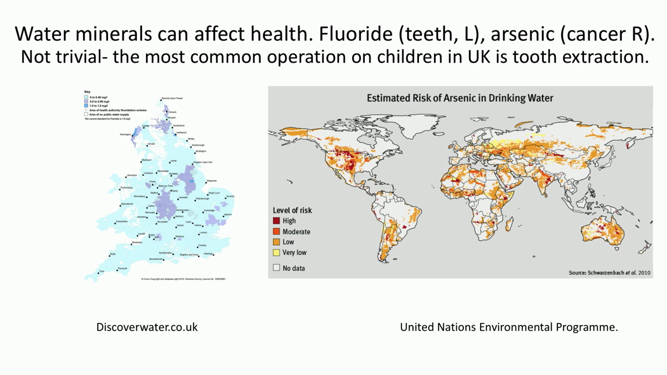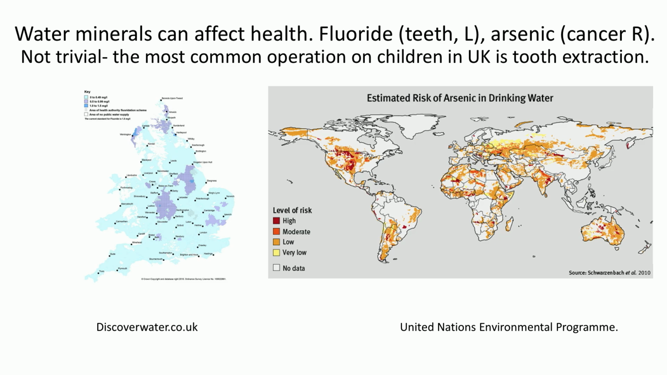And then there are some things like water minerals, which can have a significant impact. For example, fluoride varies naturally in how much fluoride there is in water, and having too much fluoride, a very large amount, way beyond what you'd have under ordinary circumstances, can be damaging to teeth, but not having enough fluoride leads to significantly weaker teeth. You need to have the right amount of fluoride to improve tooth health. And this isn't a trivial thing. For example, the most common operation on children in the UK is tooth extraction.